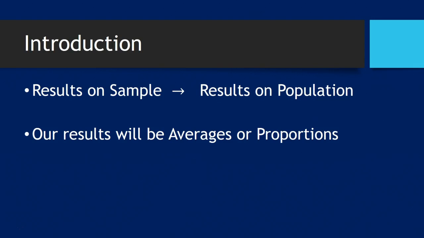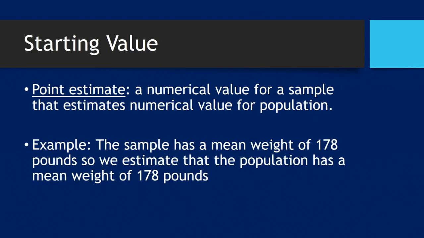Now, our results will be talking about averages and proportions. So in other words, we're going to do confidence intervals for averages and we're going to do confidence intervals for proportions. And that's what we'll use.